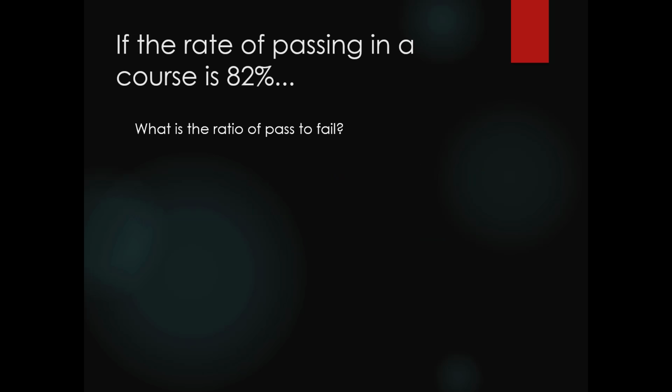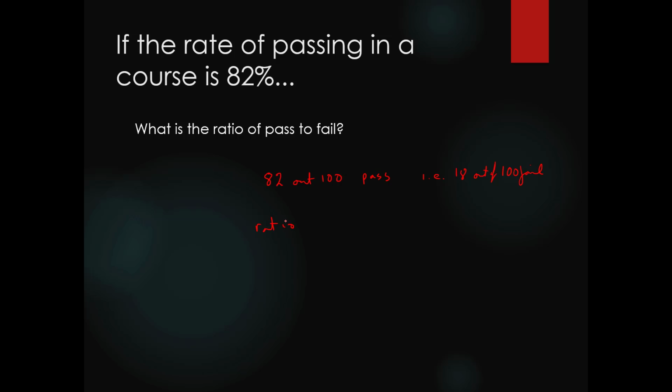And here we're flipping it around a little bit differently. If the rate of passing in a course is 82%, what is the ratio of pass to fail? So we're flipping from rate to ratio a little more technically. Again, please pause. So 82 out of 100 pass, i.e. 18 out of 100 fail.